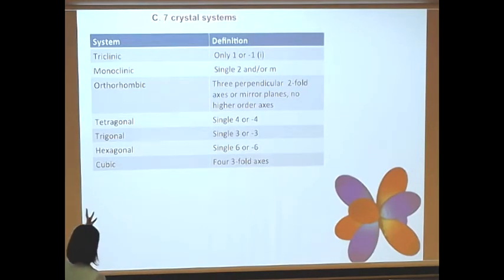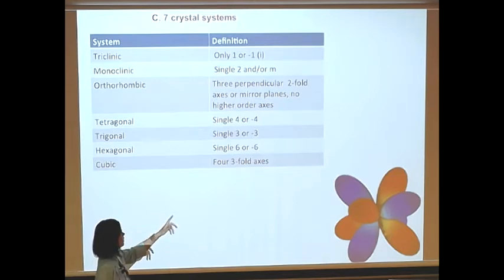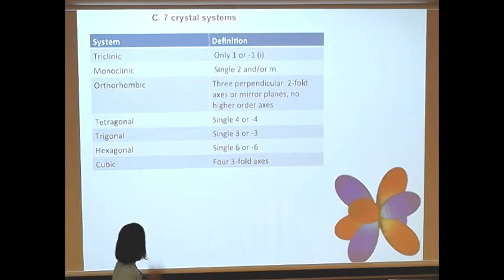Then there is the tetragonal system. The tetragonal system needs to have a 4-fold axis, either roto-inversion or a simple rotational axis, but a single one, not 3, not 4. Trigonal has a single 3-fold axis or roto-inversion 3-fold axis. Hexagonal has a single 6-fold or roto-inversion 6-fold axis.